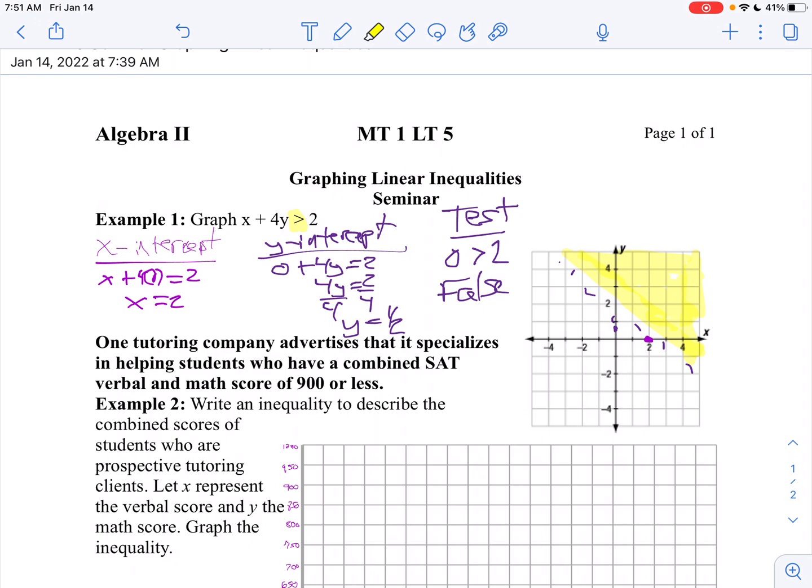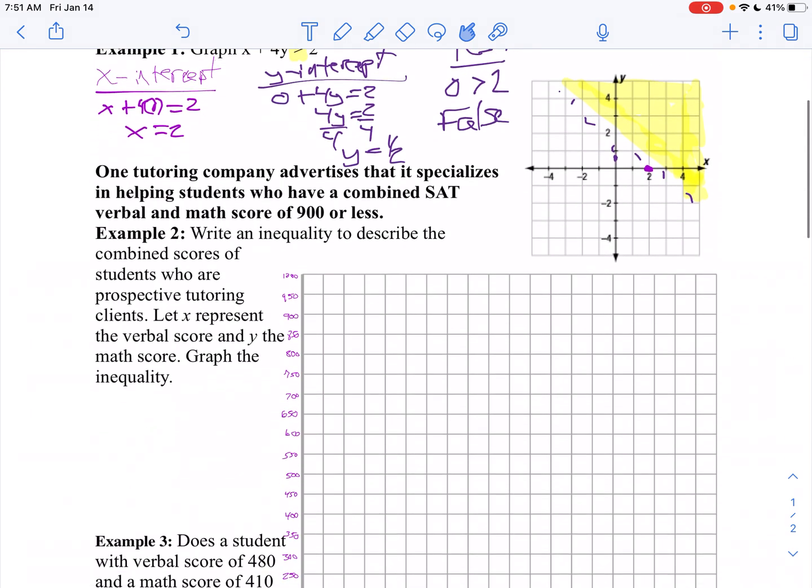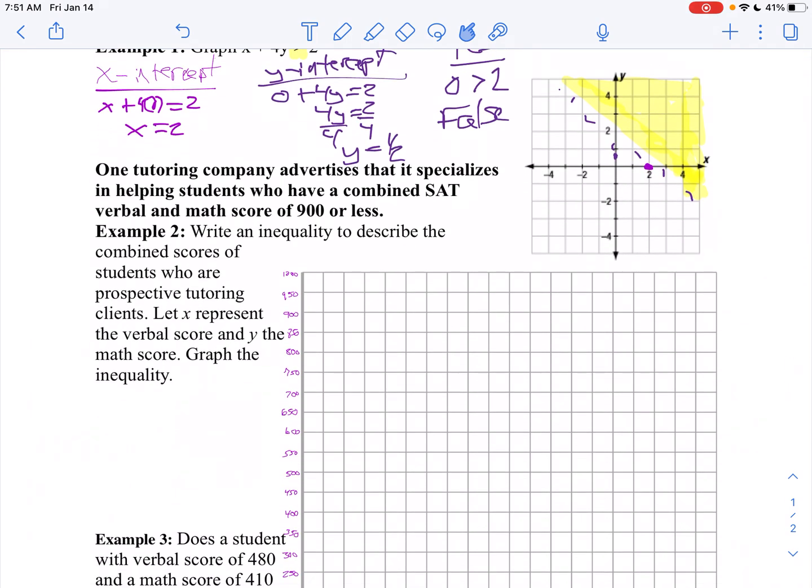Now let's look at an application problem here. It says one tutoring company advertises that it specializes in helping students who have a combined SAT score, verbal and math score, of 900 or less. Okay, 900 or less is the key. So on this one, we're going to write an inequality to describe the combined scores of students who have a prospective tutor, and let x represent the verbal and y represent the math.